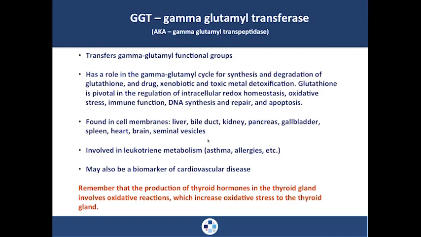GGT, definitely order GGT as a standard on all of your laboratory tests. GGT is gamma-glutamyl transferase, also known as gamma-glutamyl transpeptidase. What that does is help recycle glutathione. Right? Glutathione is pivotal for regulation of our antioxidants, for immune function, for DNA synthesis and repair, and also for apoptosis. That's programmed cell death. If we don't have programmed cell death, we have cells that turn cancerous because they keep growing and growing and growing. We want them out of the way. GGT is going to give us a good idea of what's going on.